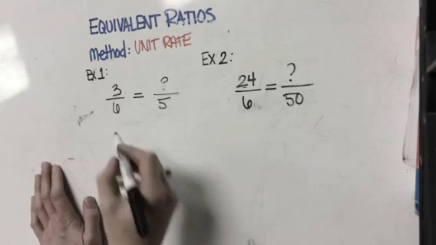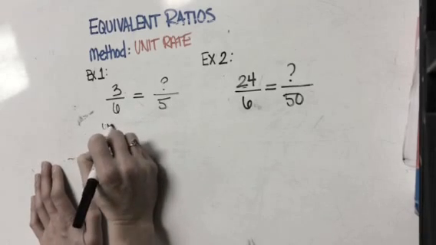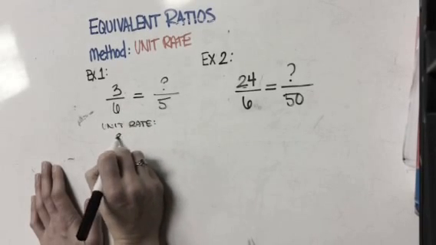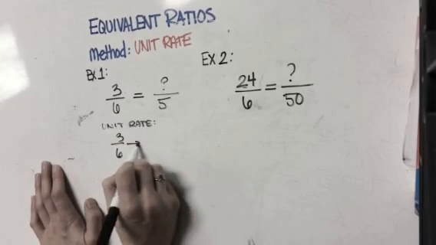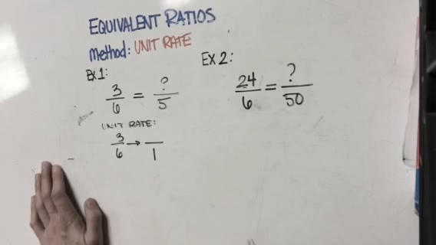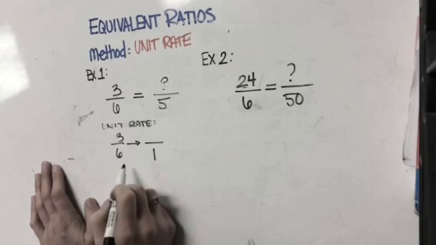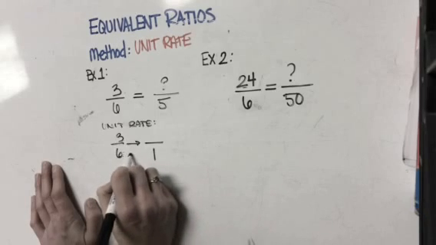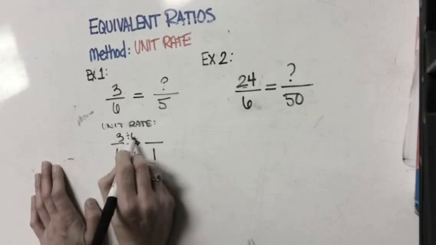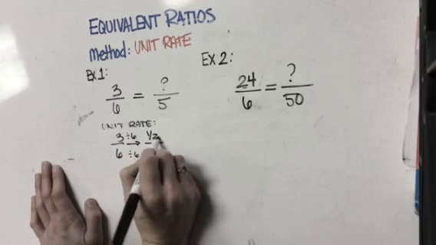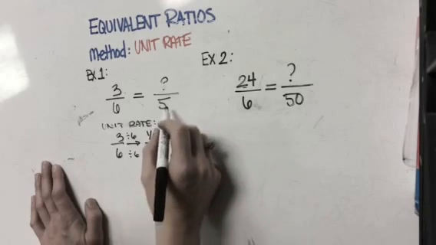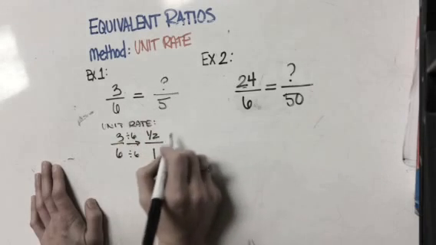If I do that, 3 to 6, my unit rate, 3 to 6, I need to get to 1. So I go ahead and I see that to get from 6 to 1, I divided by 6. Uh-oh, that's kind of funny. I have 1/2. So 1/2 to 1. So this is great because now I can use this to figure out this piece that I don't know.